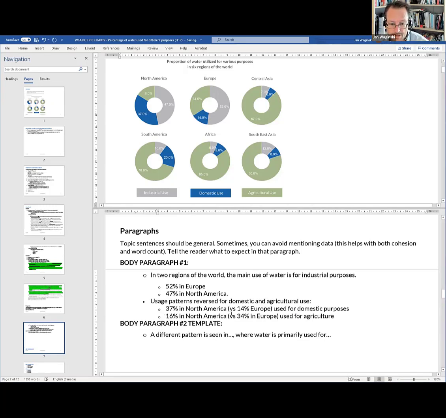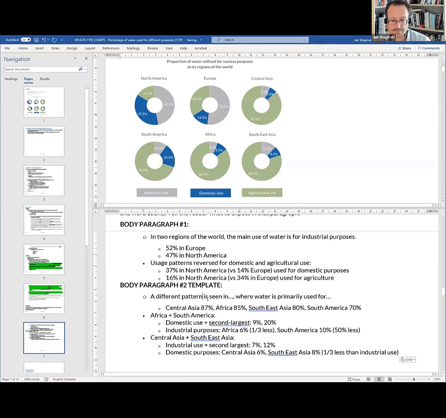So for the first body paragraph, we've got in 2 regions of the world, the main use of water is for industrial purposes. And you've got the percentages for Europe and North America. And then we also note that usage patterns were reversed for domestic and agricultural use, right? In terms of the 1637 versus 3414. So that's what you should talk about as well. And for the second body paragraph, the outline's going to look something like this. A different pattern is seen in those 4 other regions where water is primarily used for agriculture.